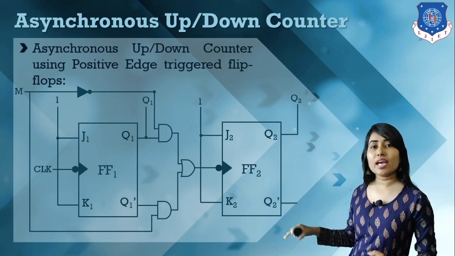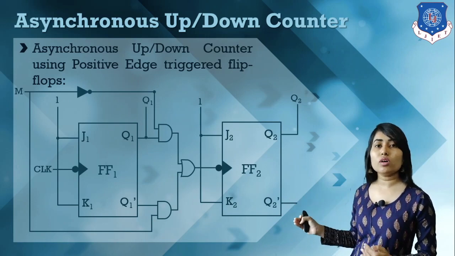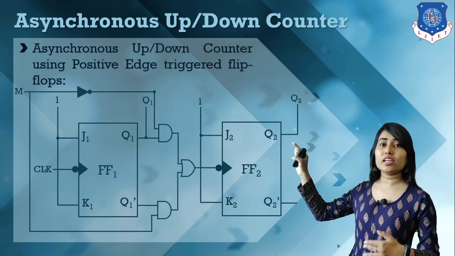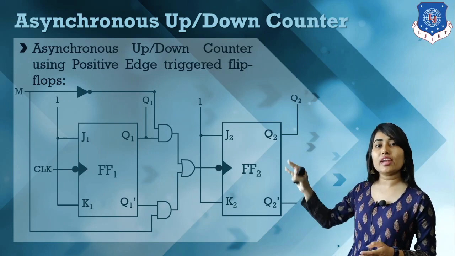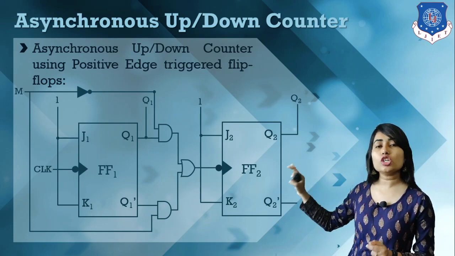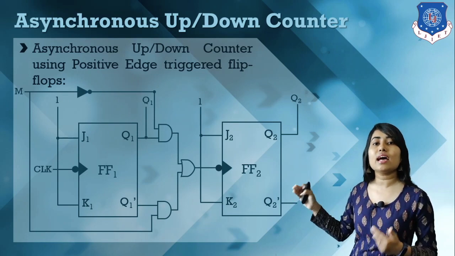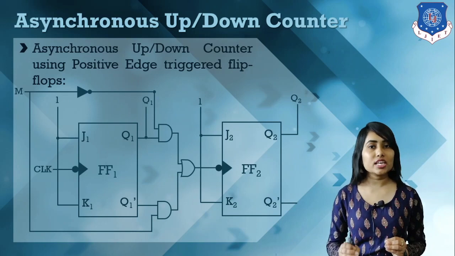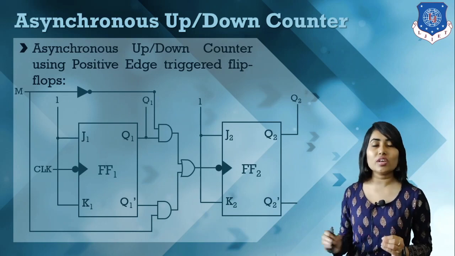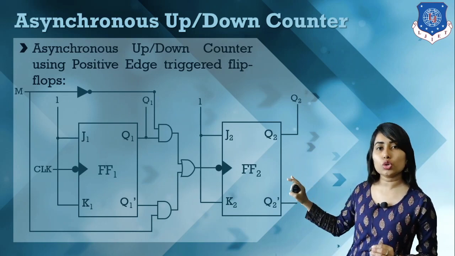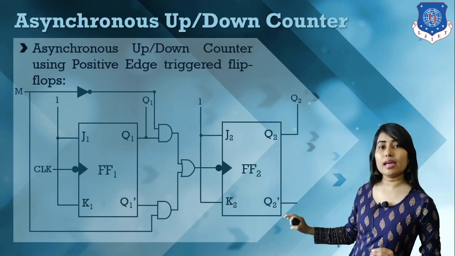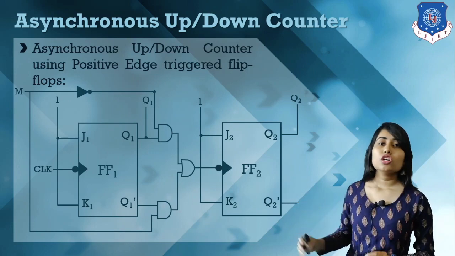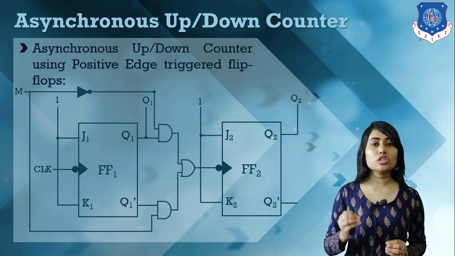So whenever we have M into Q1 dash, it will work in upward direction as an up counter, and whenever we have M dash into Q1, it will work as a down counter. Okay, so this is the basic logic diagram of the asynchronous up and down counter.